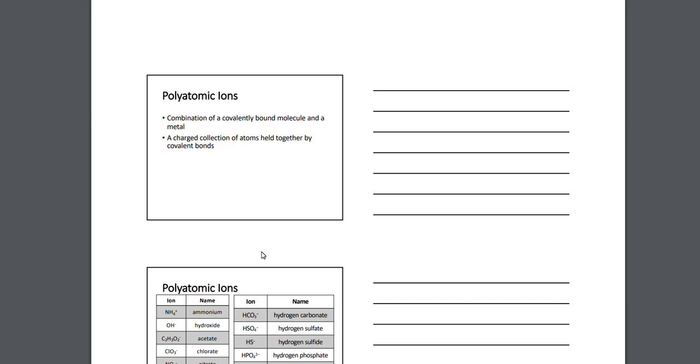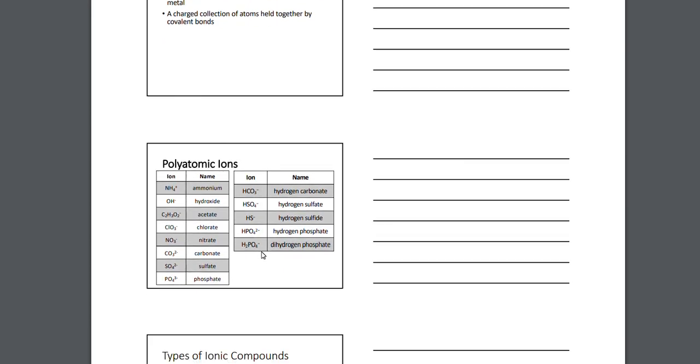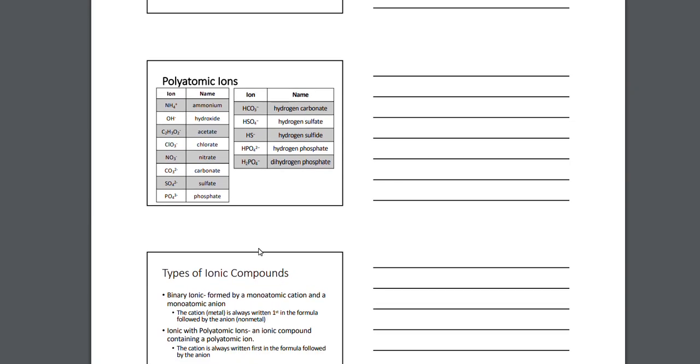In this case, the charged collection of atoms is held together by a covalent bond, and we are talking about the covalently bonded molecule itself. A covalent bond molecule has an abundance, or a large amount, of negative charge, in other words, electrons. And these electrons are ready to be transferred to a metal to form an ionic bond. This is an example of polyatomic ions.